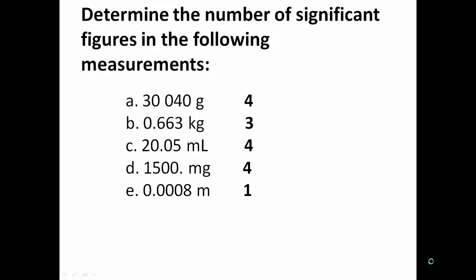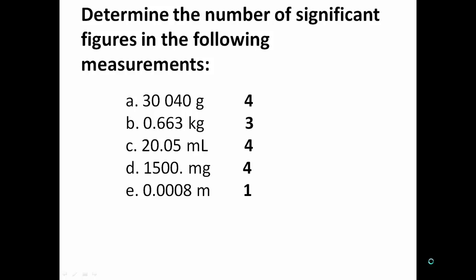These are the answers to the preceding problems. A, start with the first non-zero number, which is the 3. Go to the last number and determine if it is a sig fig. The final digit is a 0. It is not a sig fig because it is not behind a decimal point. The 4 is the last sig fig.